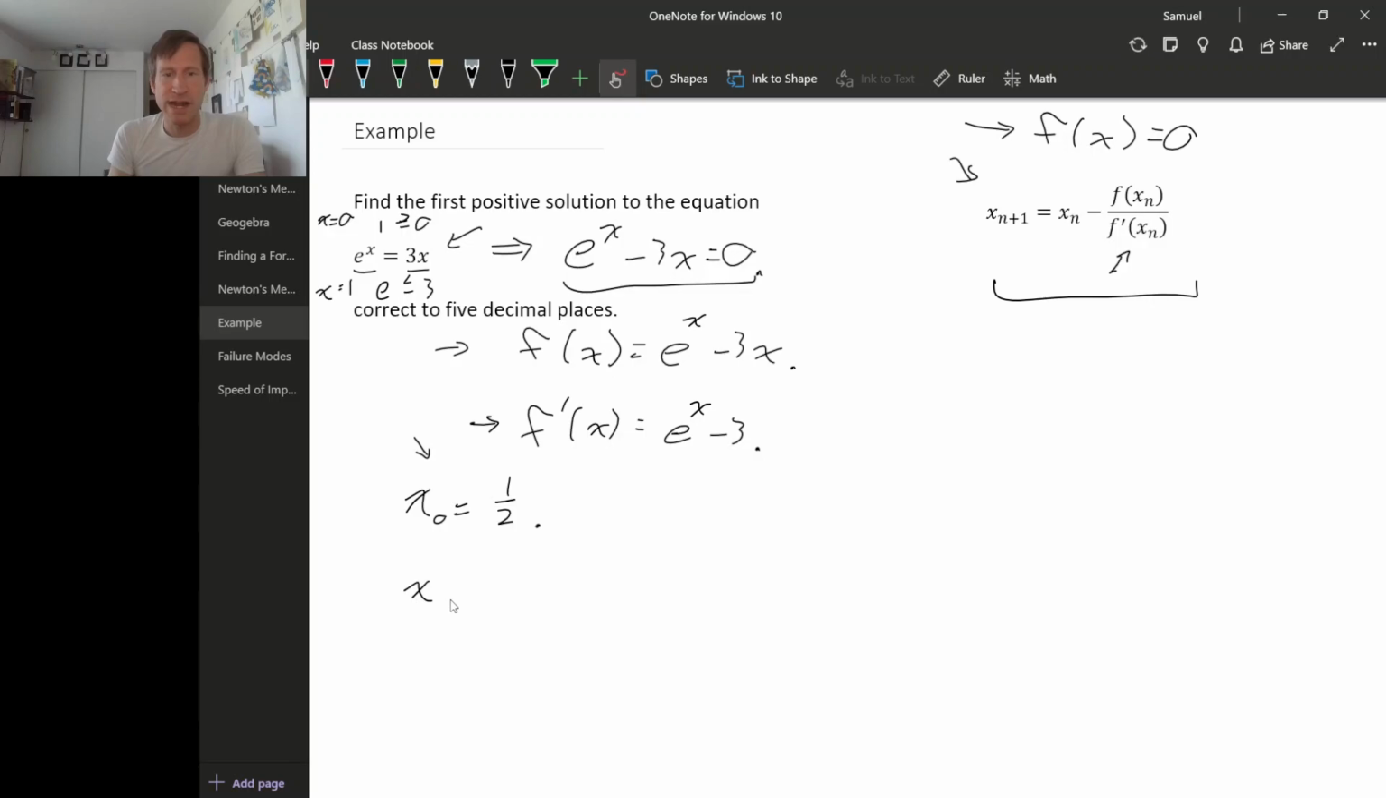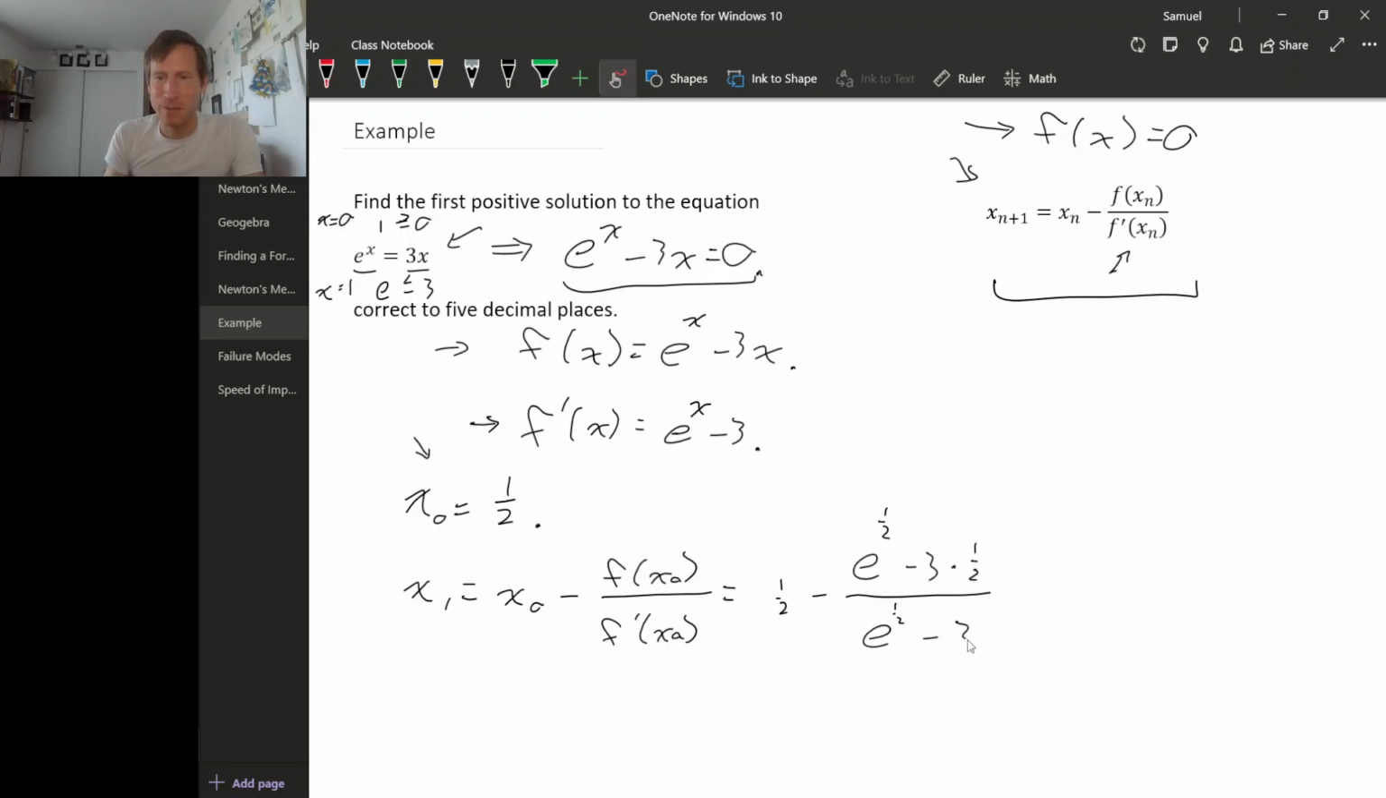So our next approximate solution, x sub 1, is going to be the x value from the step before, which is x sub 0, minus f of x sub 0 over f prime of x sub 0. Right? So this is going to be 1/2 minus f of 1/2, which is e to the 1/2 minus 3 times 1/2, over f prime of 1/2, which is e to the 1/2 minus 3.